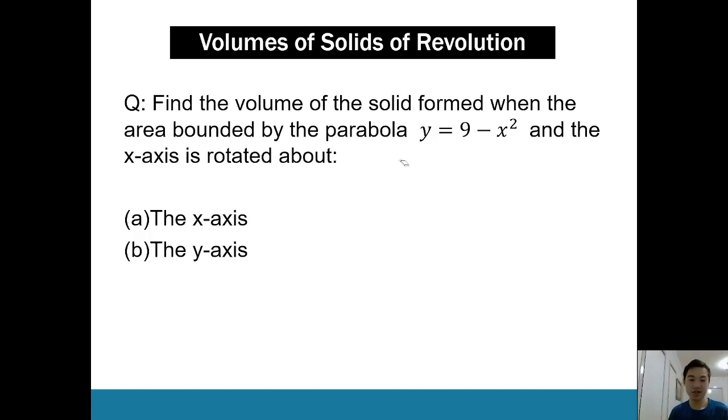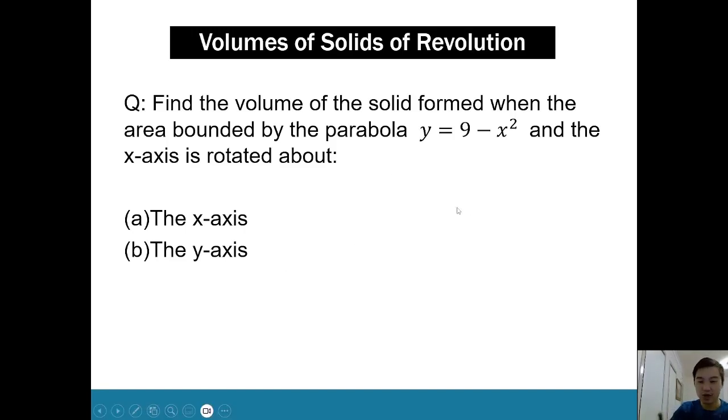So here's just a question we can do. We want to find the volume of the solid formed when the area bounded by the parabola y equals 9 minus x squared, and the x-axis is rotated around, for part A, the x-axis, and for part B, the y-axis. So for the purpose of making sure we get through more content, I'm just going to do part B, but you guys can attempt part A on your own if you want an extra question to do.